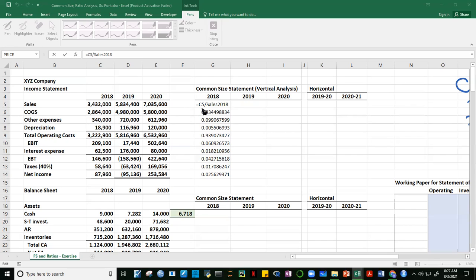Then, our remedy, okay, so it should be sales. Again guys, if we copy this down using the mouse, we have a problem, because it will become sales 2018 over sales 2018. When we copy it down, sales 2018 won't change, so it will always be 1. So the remedy is to type C5, so that when we copy it down, it will become C6 over sales 2018, etc. Okay? And that gives us this answer, which is correct.